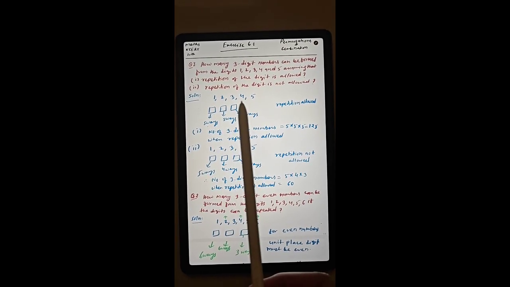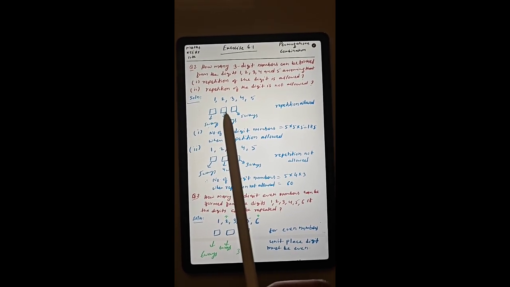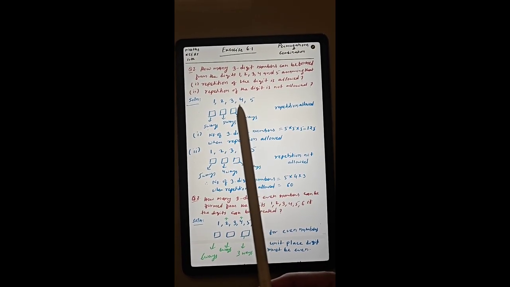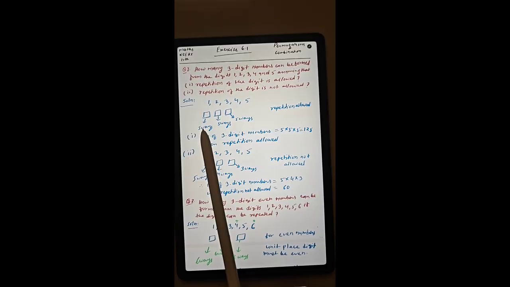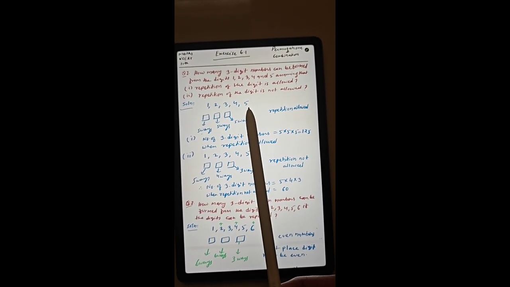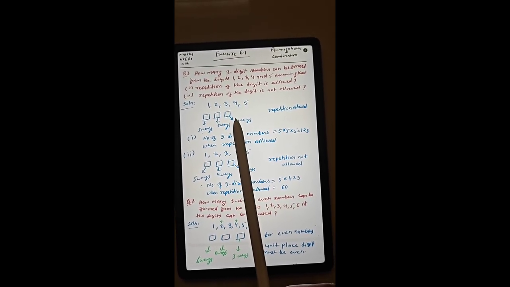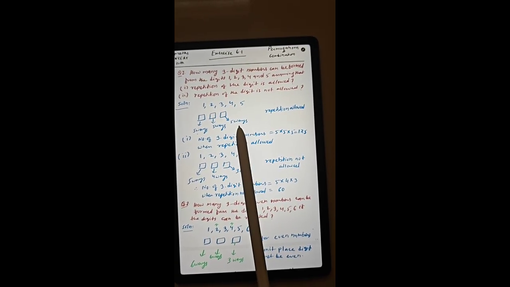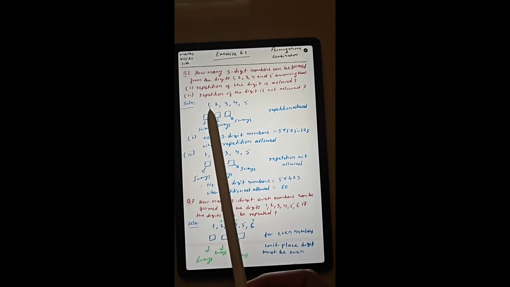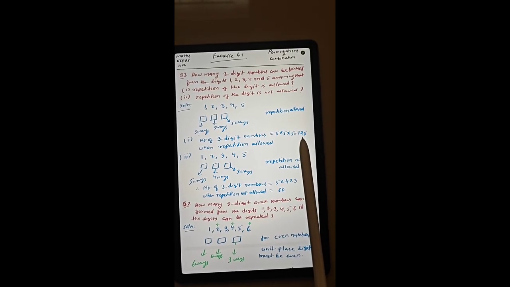We have the 5 digits 1, 2, 3, 4 and 5. So we have to make a 3-digit number, so 3 places to be filled. As repetition is allowed, the first place can be filled with any of these 5 digits. That means 5 ways. Now the second place can also be filled by any of these 5 digits because repetition is allowed. So 5 ways. The third digit place can also be filled by any of these 5 digits. So 5 ways. So the total number of 3-digit numbers when repetition is allowed, formed using these 5 digits, will be 5 into 5 into 5, that is 125.